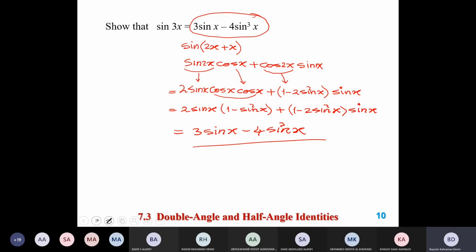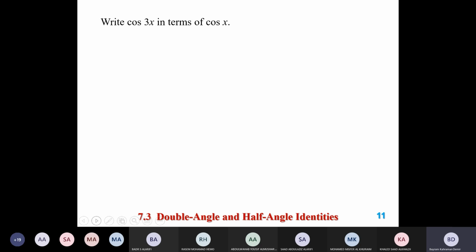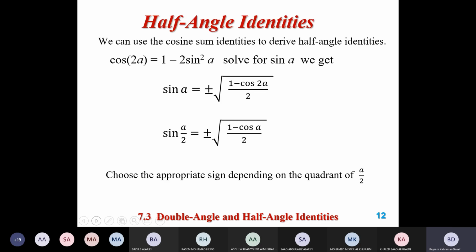In the next page, I guess we are asking, do the same thing for cosine of 3x in terms of cosine x. All right. Cosine of 3x in terms of cosine x. So I will leave it to you, Shabab.